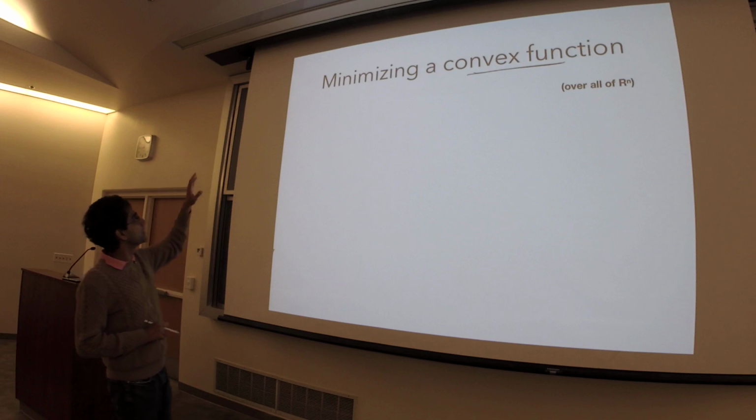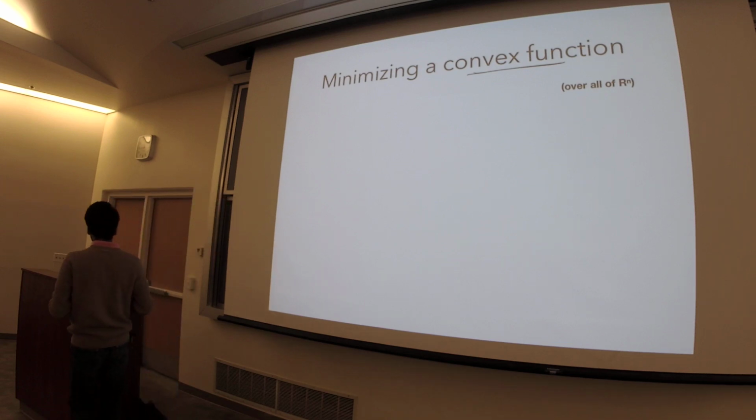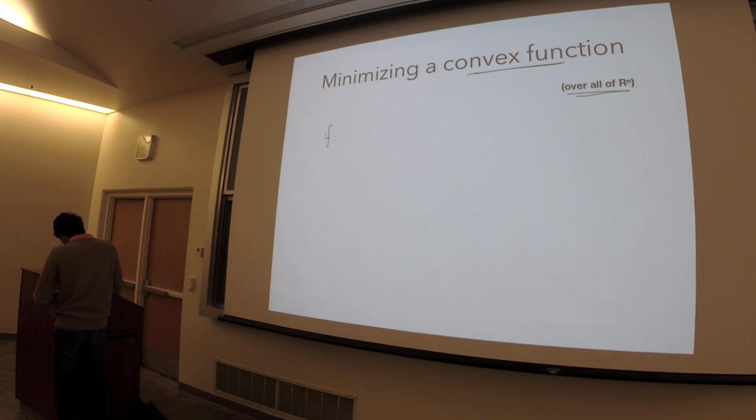So if you want to minimize a convex function, let's say over a convex domain, in this case I'm taking all of Rn. So f is some function that maps Rn to R. Now, what does it mean to be convex?